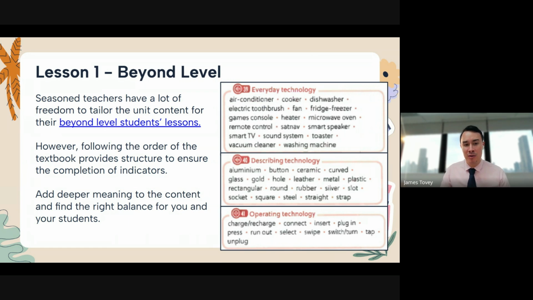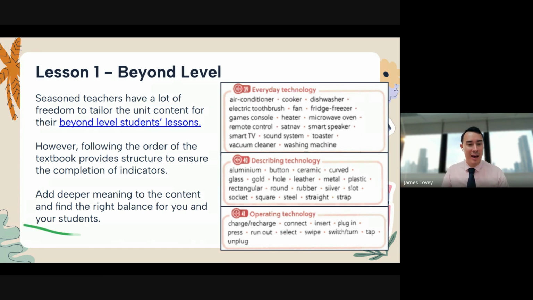And maybe get them to think about, okay, well, if we've got a gold bit of technology, how does that compare to if you have something that's made out of plastic? So, like getting them to think about what the different materials potentially say about the quality of the item as well.